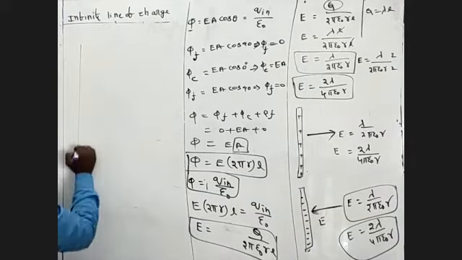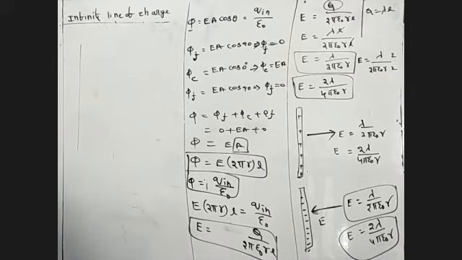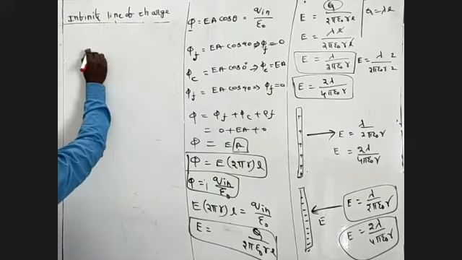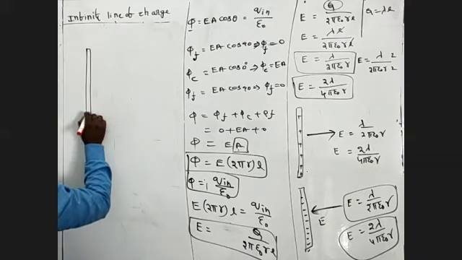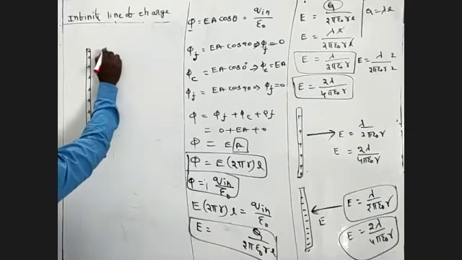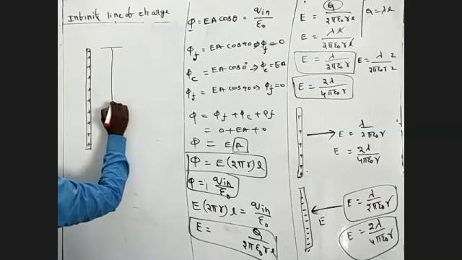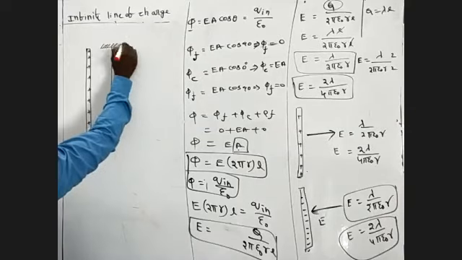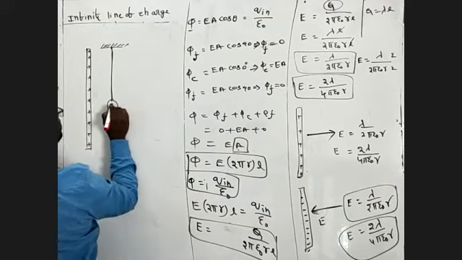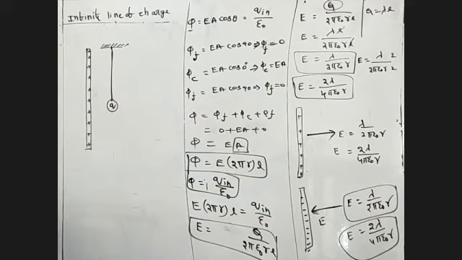This is the infinite wire. This infinite wire has positive charge. This is one bob, a rigid body. One string is connected here, another string is connected here. This bob has positive charge. Now we will see.